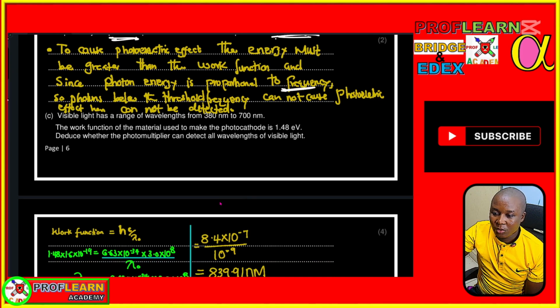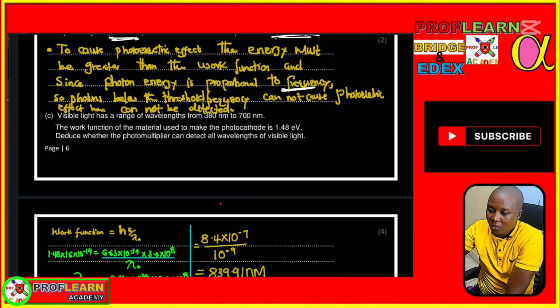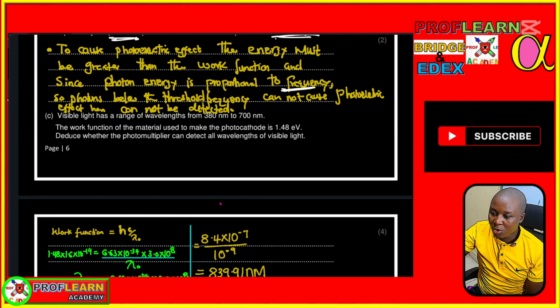And in this case, we are told visible light has a range of wavelengths from 380 nanometers to 700 nanometers. The work function of a material used to make a photocathode is 1.48 electron volts. Deduce whether the photomultiplier can detect all the wavelengths of visible light.